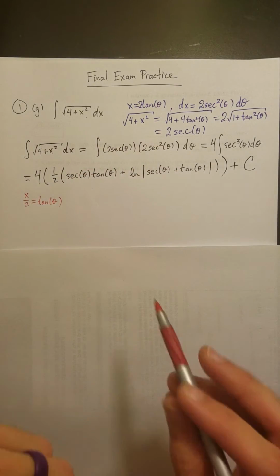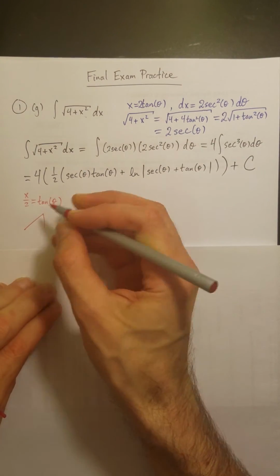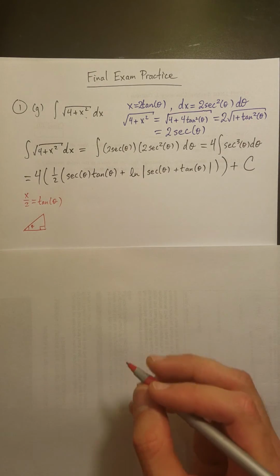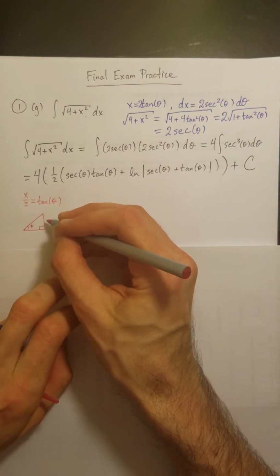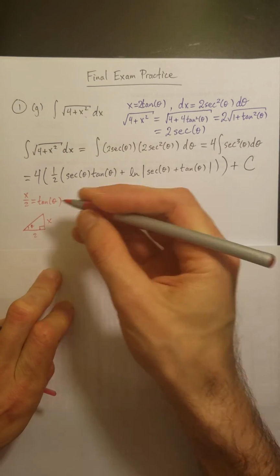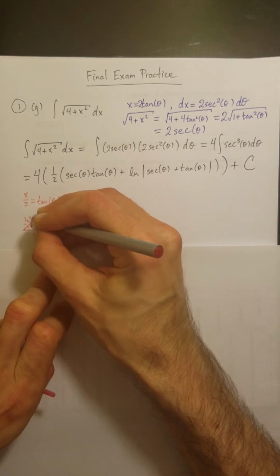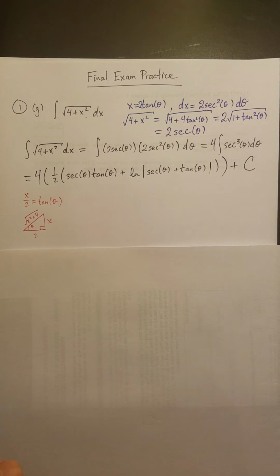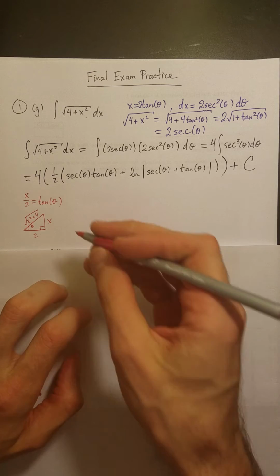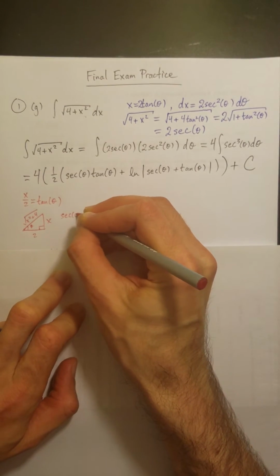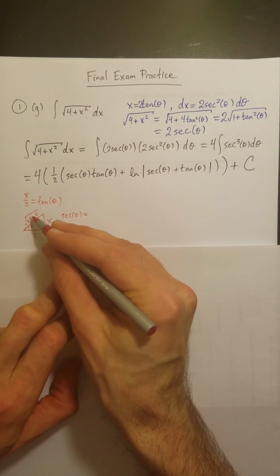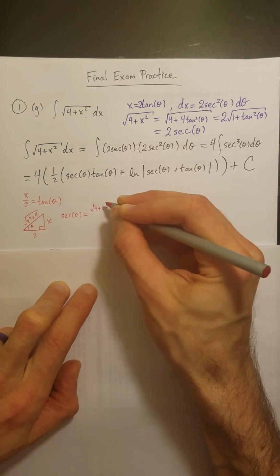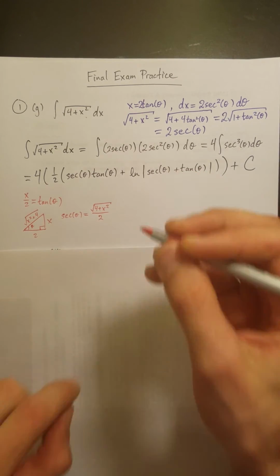But now we also need the value of secant of theta, so we'll draw our triangle to get this value. Let's call that angle theta. Tangent is opposite over adjacent, so this is going to be x over 2. The hypotenuse by the Pythagorean theorem is going to be the square root of x squared plus 4. Now I need to write down what secant of theta is. Secant of theta is hypotenuse over adjacent, so this is the square root of 4 plus x squared over 2.